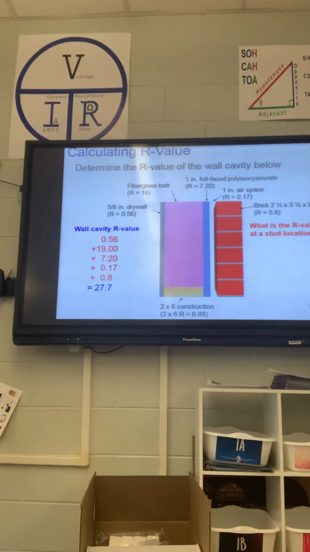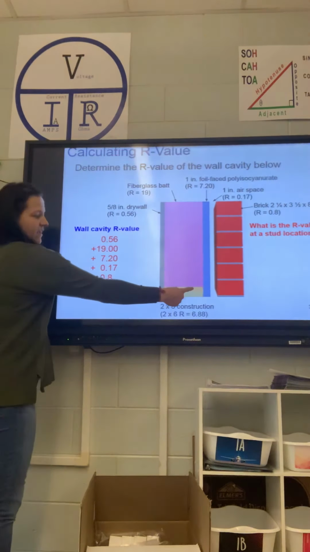All right, so that was at the wall cavity. So now at the stud location. So we're worried about down here.